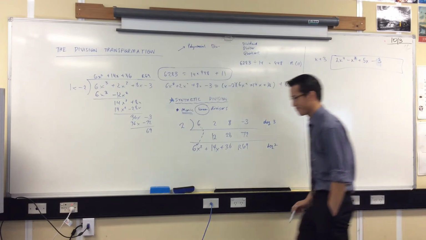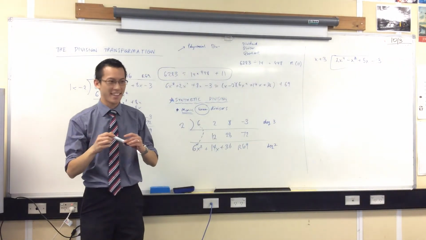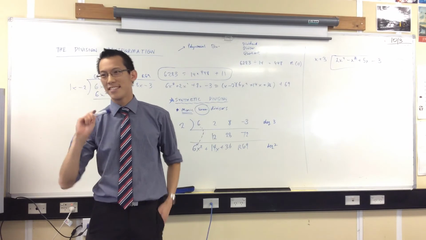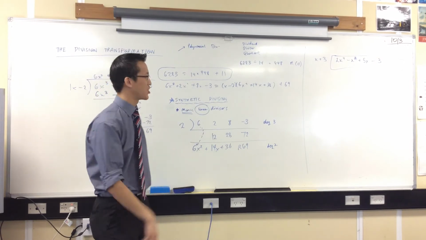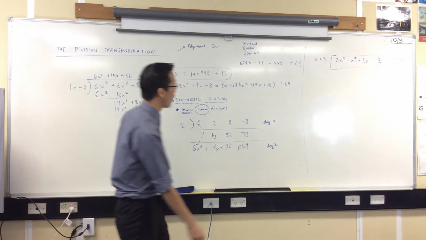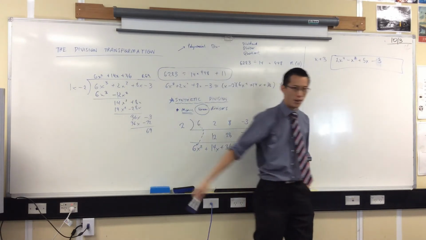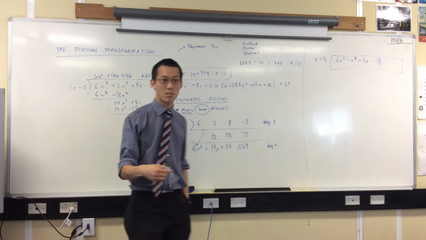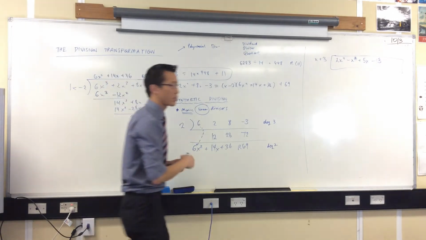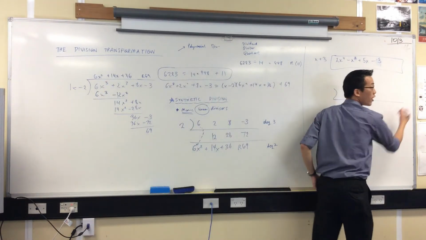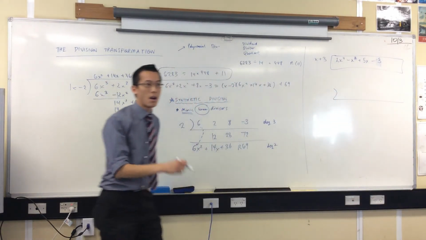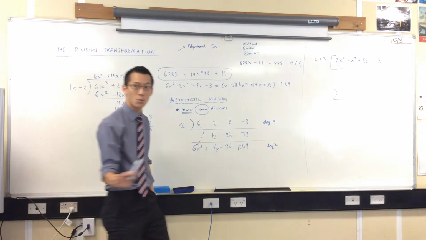All right. Now the great thing about synthetic is that the longer the quotient of the division, the more gains you get. So we're going to divide 2x to the 4 minus x squared plus 5x minus 3. We're going to divide by x plus 3. So what's the first thing that I do? It's the coefficients. The coefficients are what matter.